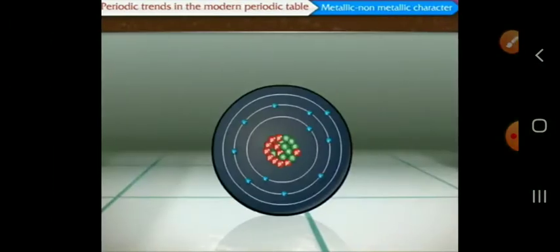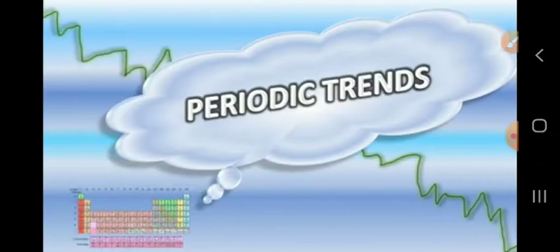Here we can see the metallic and non-metallic character. Whatever electrons are in between, they are between the nucleus and the valence electron. Therefore, they have less, they don't have that much attraction. So that is why we will see it in detail. Now metallic and non-metallic character. Now the next one. We will proceed with the lecture part.